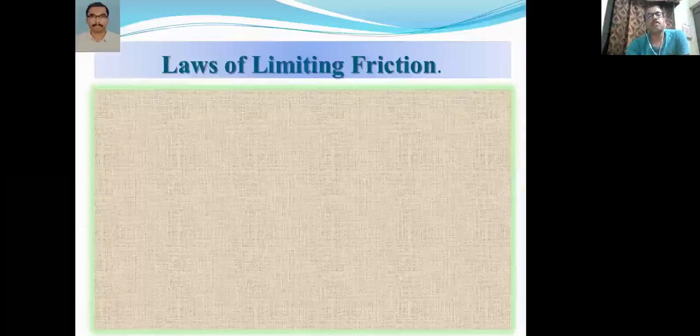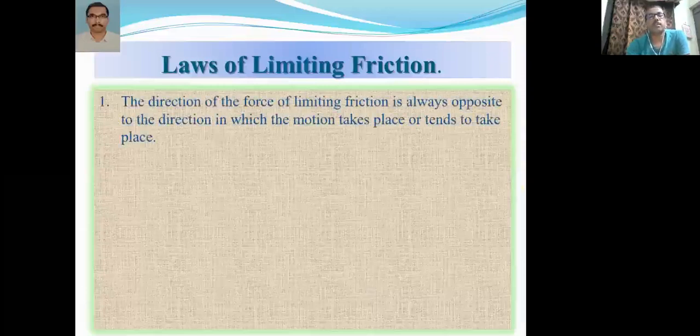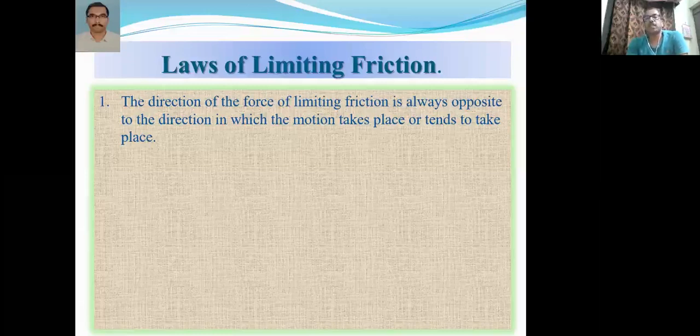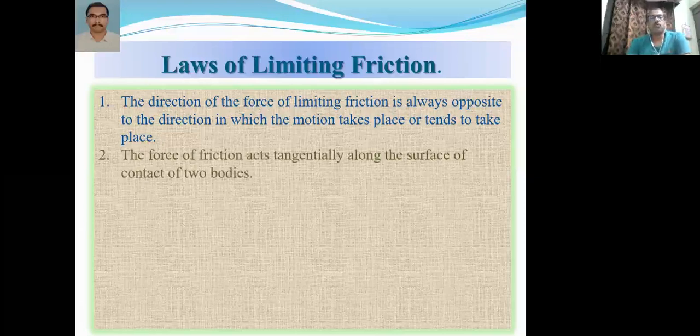Now I am going to discuss some laws of limiting friction. 1. The direction of the force of limiting friction is always opposite to the direction in which the motion takes place or tends to take place. That is, the force of limiting friction always prevents the relative motion between the bodies. 2. The force of friction acts tangentially along the surface of contact of two bodies. It is the tangential force acting at the surface of contact of the two bodies.